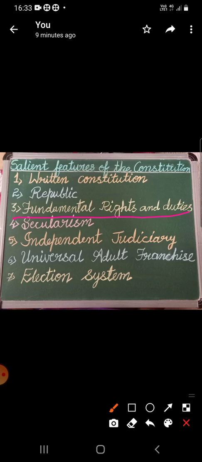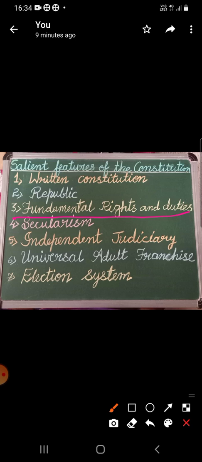And there are 11 fundamental duties in the Constitution. For example, we must respect our national flag, national anthem, and it is our duty to vote. There are many duties, that is 11 fundamental duties, which we will have to perform. Let us discuss that in the next class.